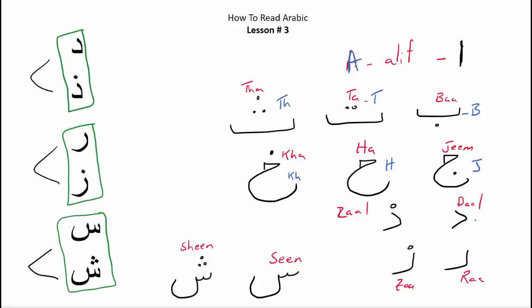Dal is THE, I would say, or letter D, but a lighter version of it. Zal is Z, but with a little lisp, you can say. Zal. Ra is simply letter R, but a little heavy. Then you have za is our letter Z. Sin is S. Sheen is SH.